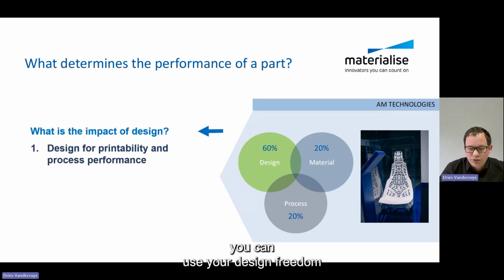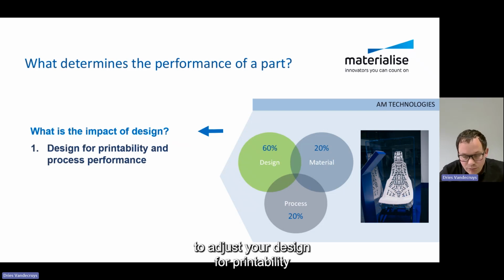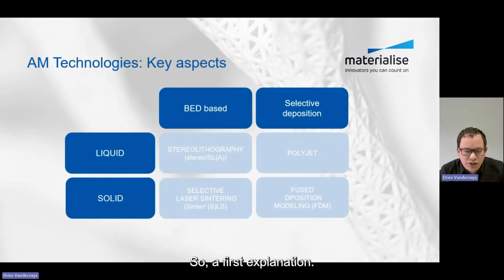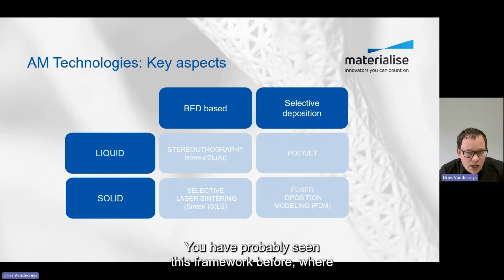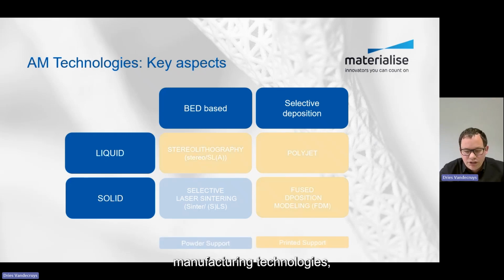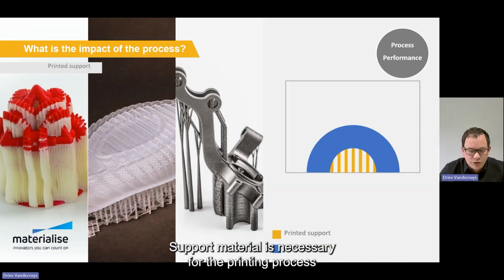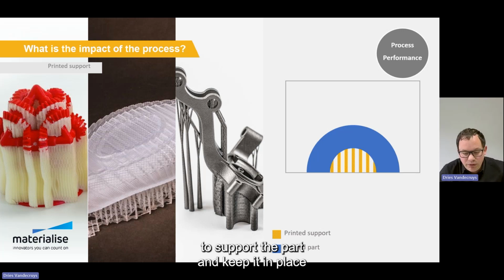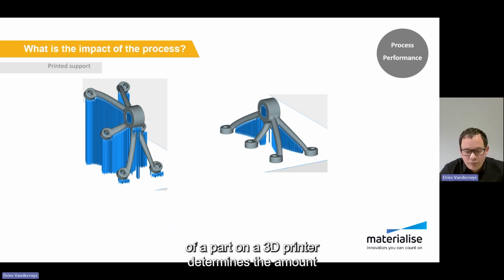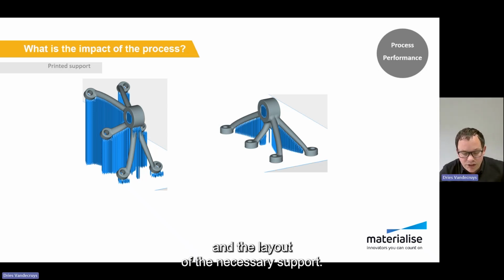So in general, you can use your design freedom to adjust your design for printability and optimize your part for the printing process. I have a few examples to explain how you could do this. As a first explanation, you have probably seen this framework before, where all these AM technologies are being mapped out. With most of these manufacturing technologies, support material is necessary. Support material is necessary for the printing process to support the part and keep it in place during the printing process. The orientation of a part on a 3D printer determines the amount and the layout of the necessary support.